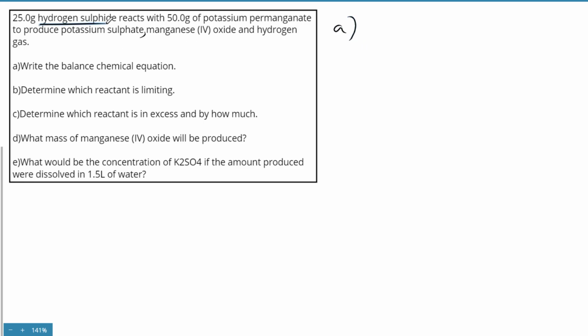So let's look at the compounds, the reactants first. Hydrogen sulfide, so that's just H, S. S is -2, so it has to be 2H, then plus potassium permanganate. So potassium is K. Permanganate is MnO4, and that has a charge of -1. And K also has a charge of +1. So we just need to do this.